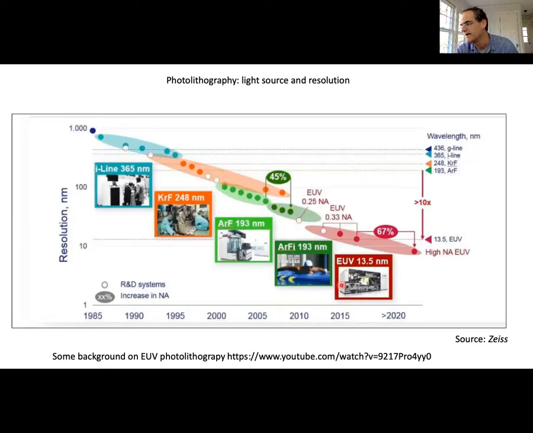Most recently, in the last 5 years, there's been a big revolution. People have shifted to using extreme ultraviolet light, almost X-rays really, with wavelengths of 13.5 nanometers. This is really an amazing process. It's an amazing feat of technology. If you'd like to learn a little bit more about it, you might watch this YouTube video here, okay?